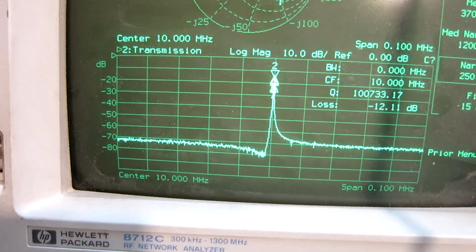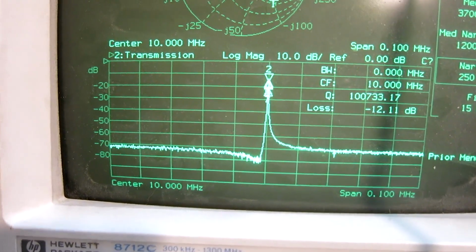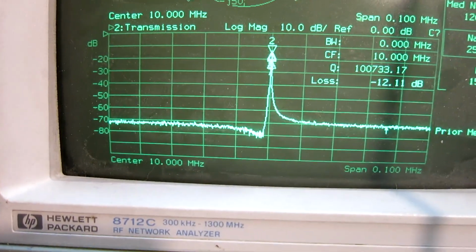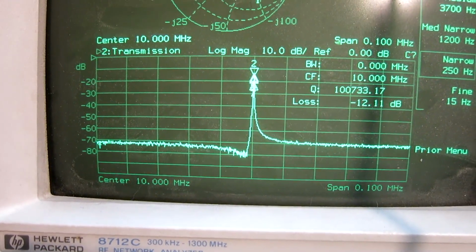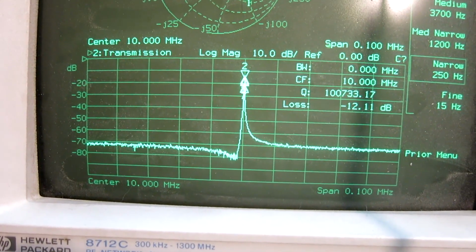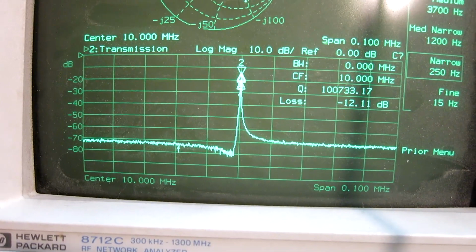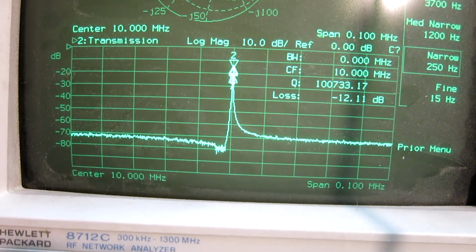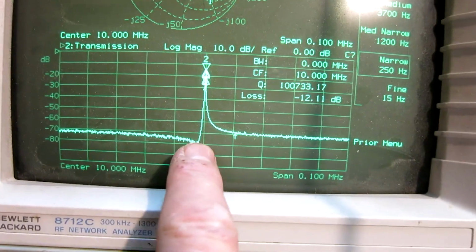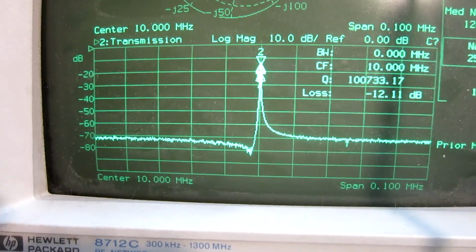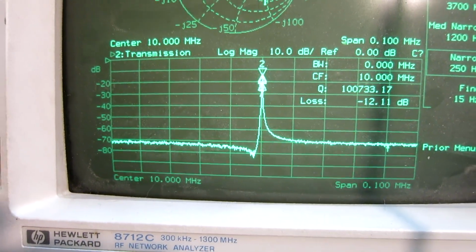This is the two-section crystal filter at a wider frequency range. The ultimate attenuation is 70 dB, but it's much better here, there, where there is the series resonance.